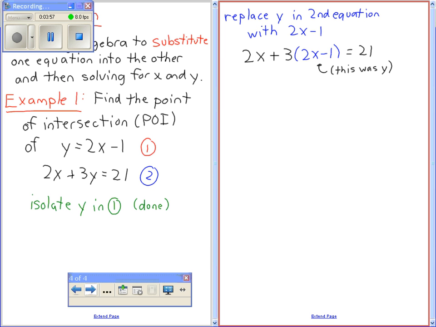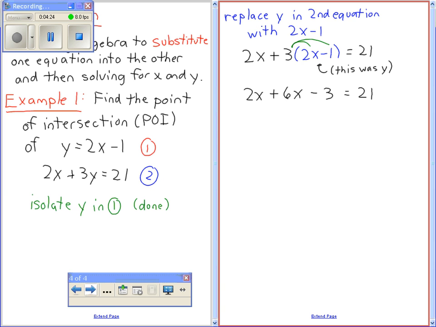Okay, Rowan, it's algebra time. Can you get rid of those brackets for me and tell me what to write, please? Okay, very good. So 2x plus 6x minus 3 equals 21. Now, just for how I got the 6x minus 3: 3 times 2x is 6x, and 3 times negative 1 is negative 3.